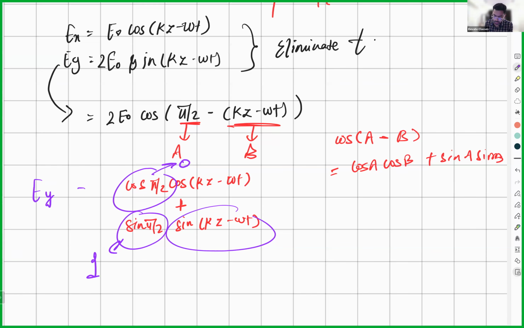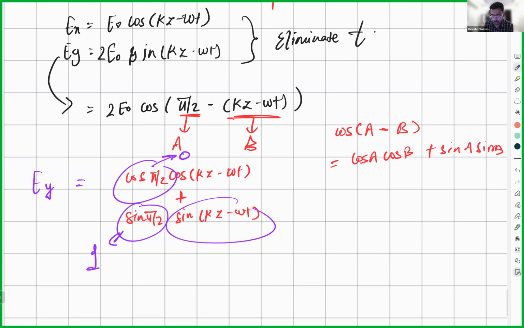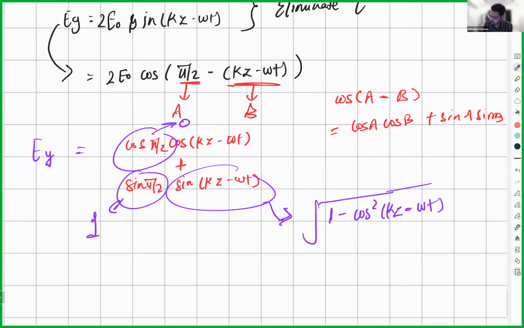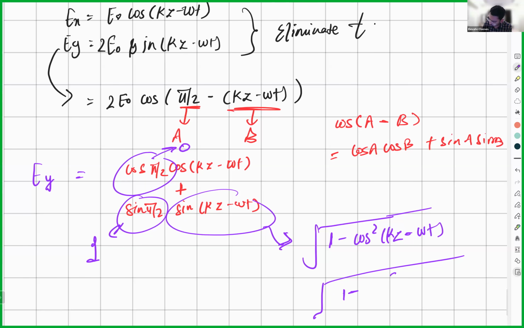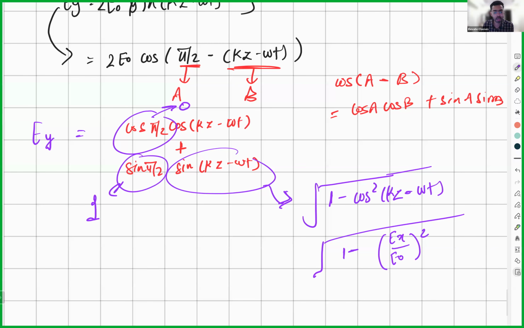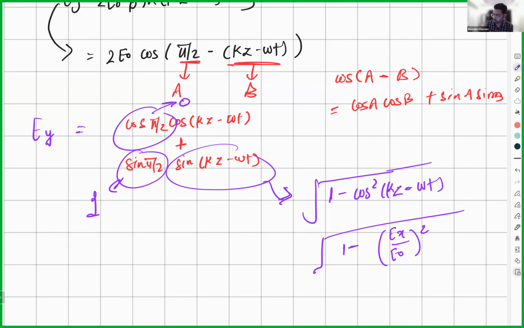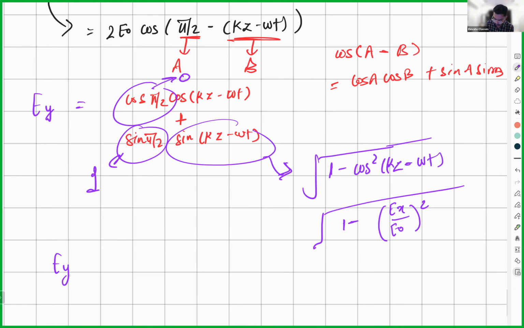Okay. Now this can be calculated through your Ex. So this can be written as under root 1 minus cos square (kz minus omega t). Do you agree? Can be written like this. Now you put this as 1 minus Ex by E naught whole square. So I have introduced an Ex and eliminated t, right? Now you simplify the expression. अब इसको बस simplify ही करना है. So Ey square is equal to 1 minus Ex square by E naught square.